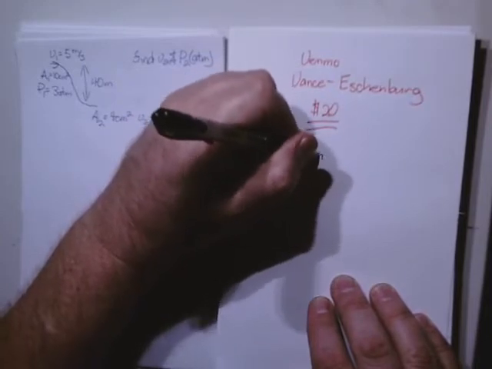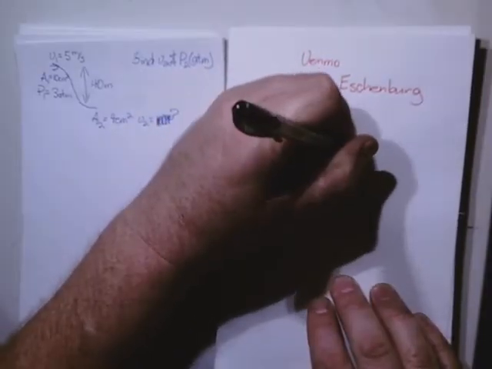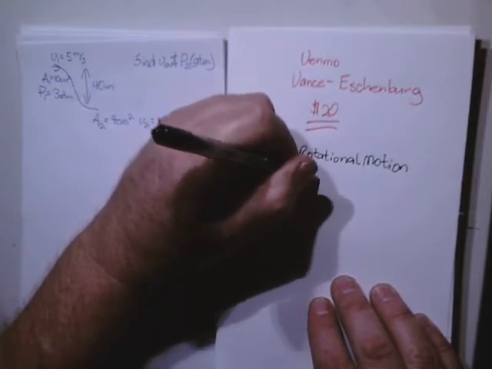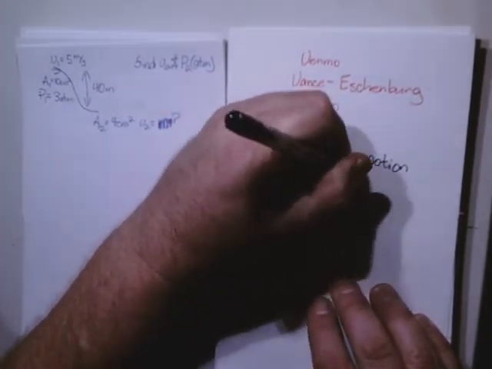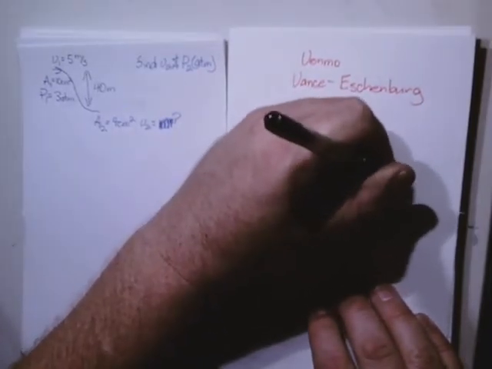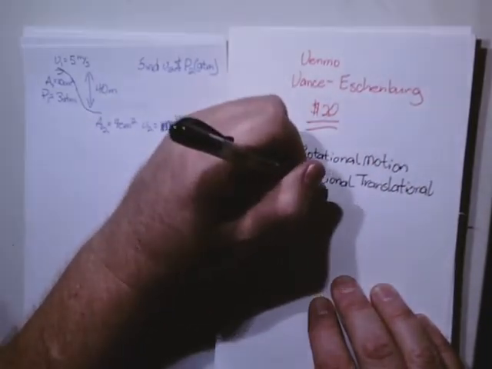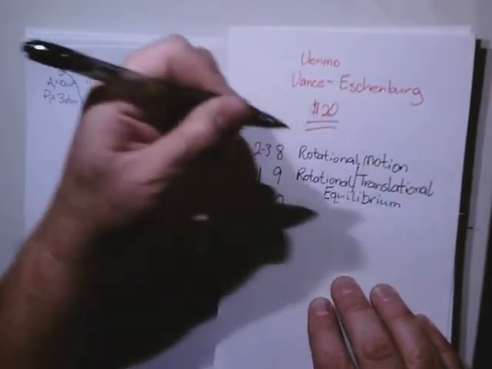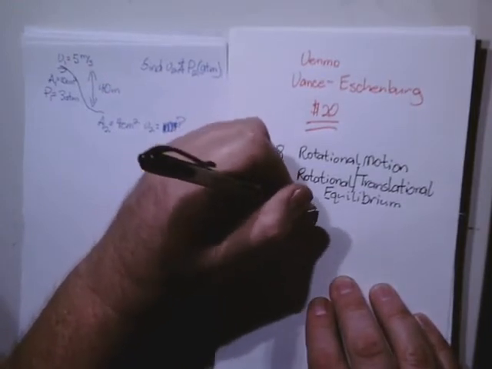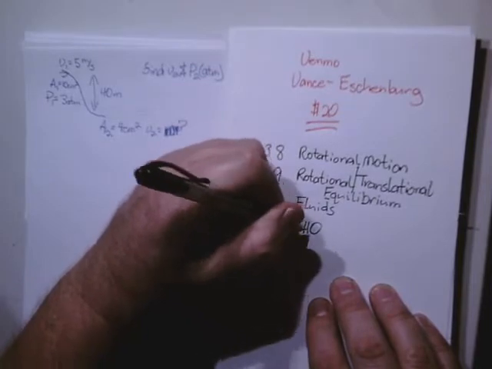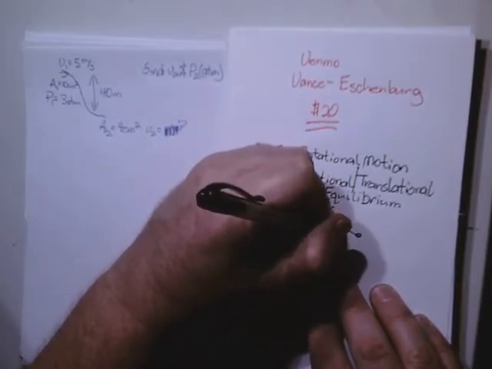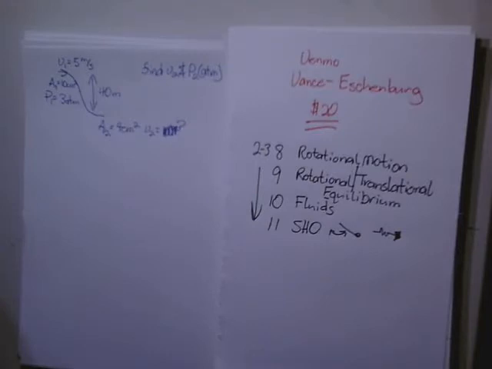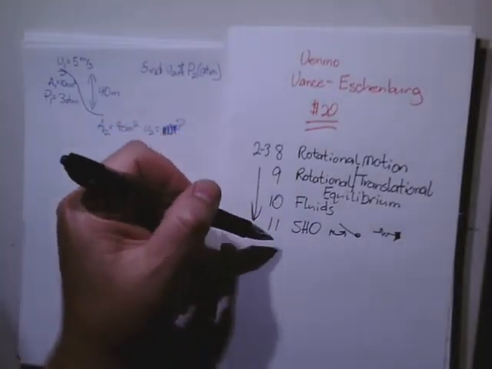Chapter 8 is rotational motion. Chapter 9 is rotational and translational equilibrium, or dynamical equilibrium, but this is how I normally do it. Number 10 is fluids. And then 11 is simple harmonic oscillators, either the pendulum or the spring. And what I think is going to happen is the 4 problems that he's going to do are going to be one from each of these major subjects.